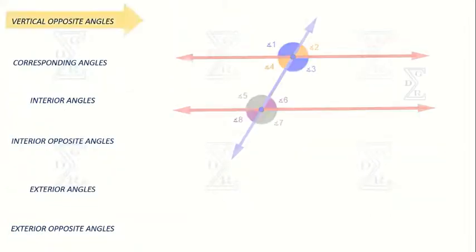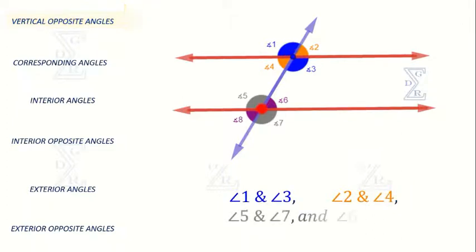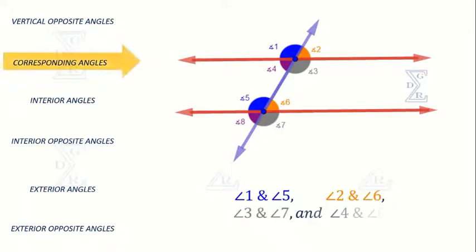The vertical opposite angles in the adjacent figure are: for angle 1 it is 3, and for 2 it is 4. Similarly, for angle 5 it is 7, and for 6 it is 8. The corresponding angles in the adjacent figure are: for angle 1 it is 5, for 2 it is 6, for 3 it is 7, and for 4 it is 8.